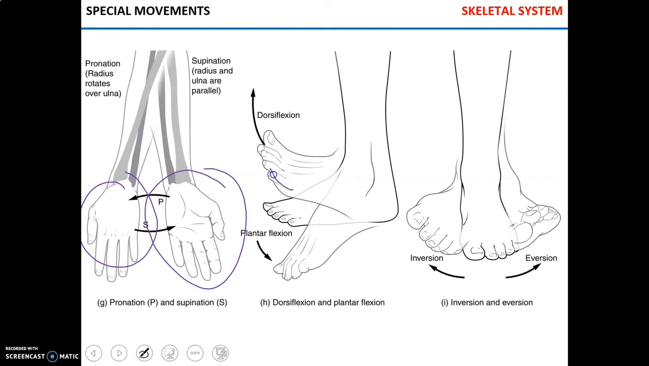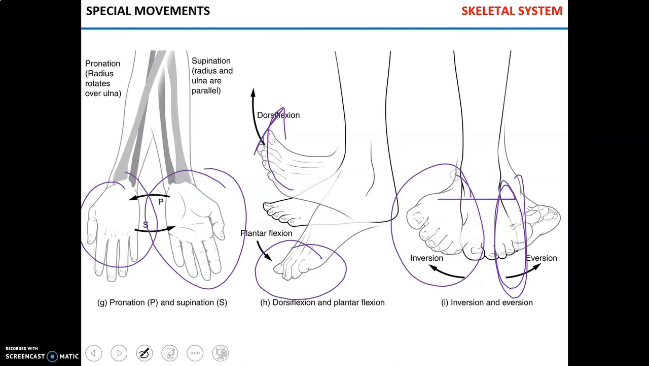When you elevate your feet up, basically standing on your heels, that's dorsiflexion. When you stand on your toes, you're performing plantar flexion. When you walk on the inside of your feet, that's eversion. When you walk on the outside, that's inversion. So when you roll your ankle, for instance, to the outside, that's inversion.